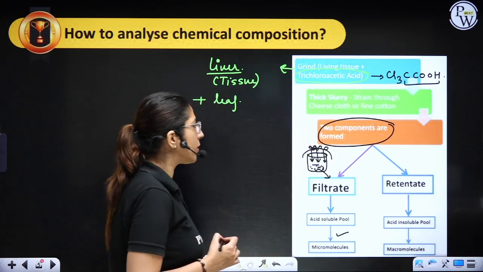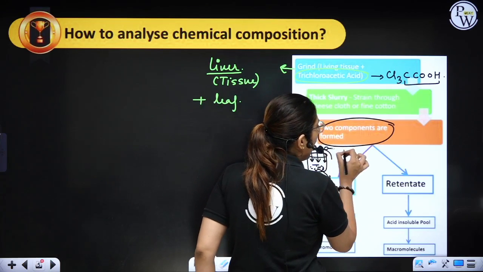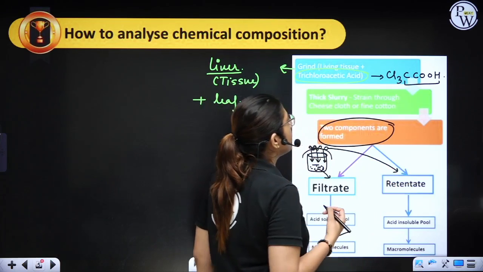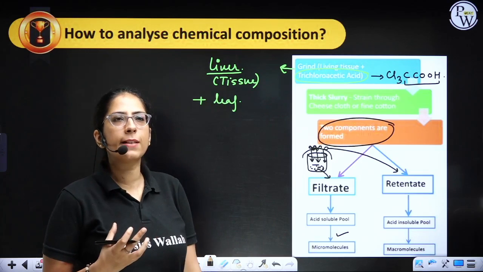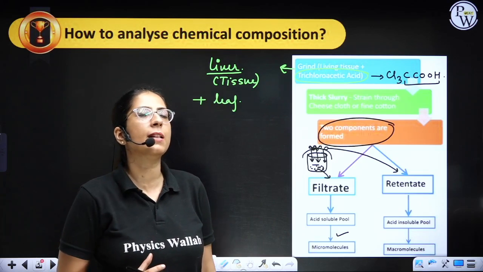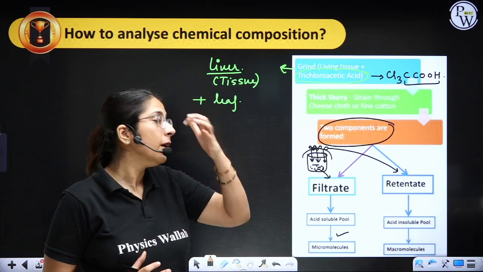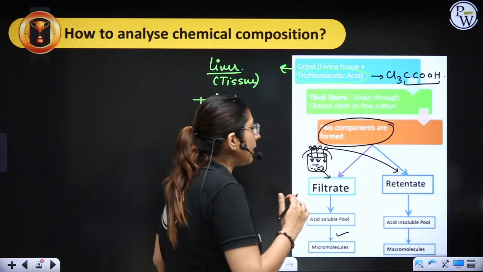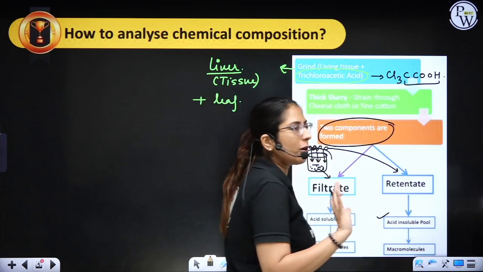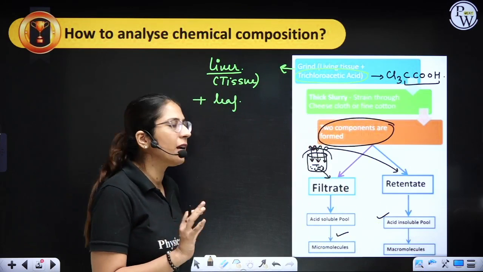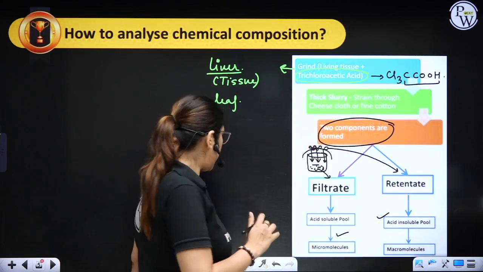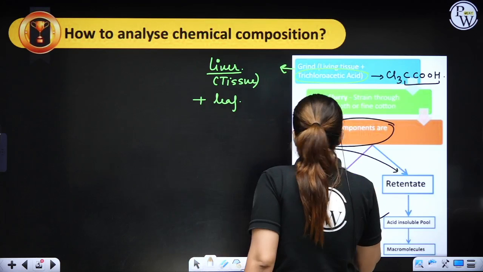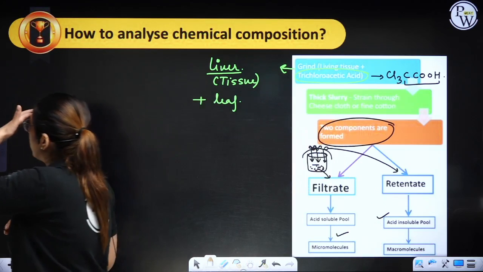I'll be talking about it. Whereas above the cheesecloth or muslin cloth, you will find some things present, which is termed the retentate. Clear? Filtrate is below, and above you get the retentate. The retentate is acid insoluble. It will not be soluble in acid, and it is termed the macromolecules. Now listen very carefully.